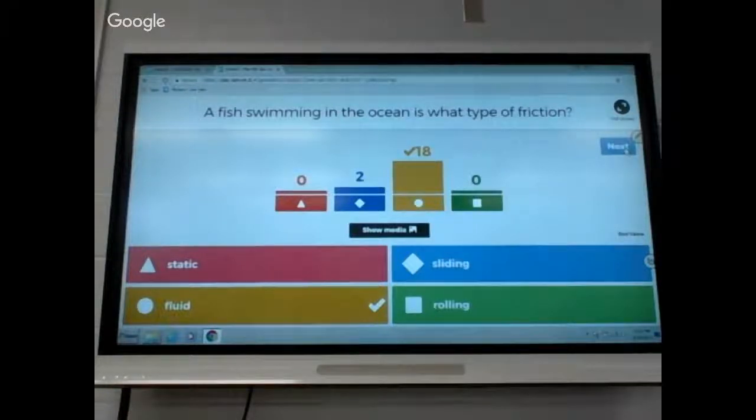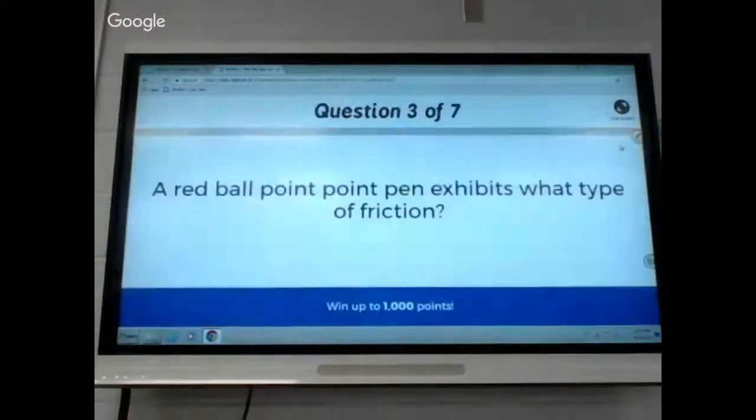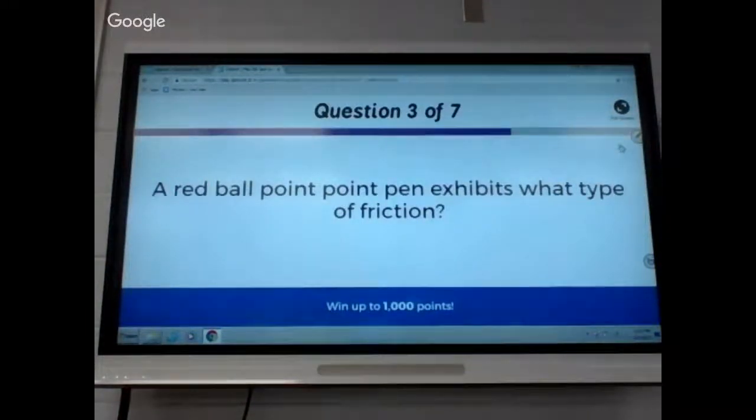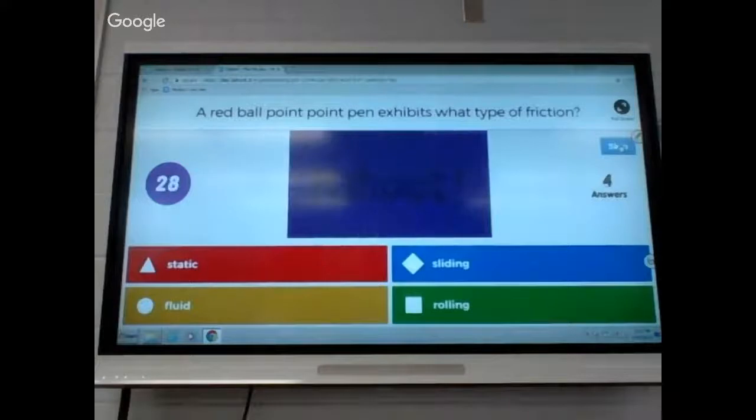All right. Does everybody have their computer mouse activated before I pull up the next question? Mouse is ready. All right. So a red ballpoint pen exhibits what type of friction? Sliding.